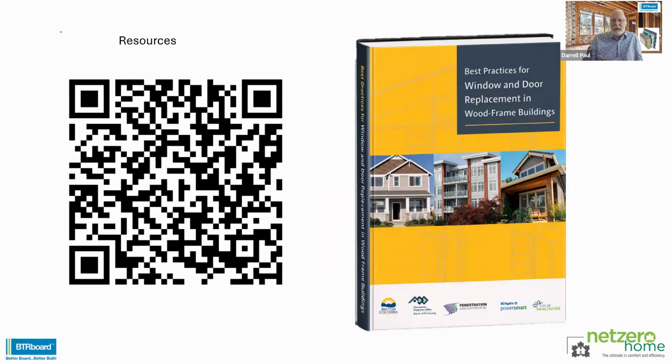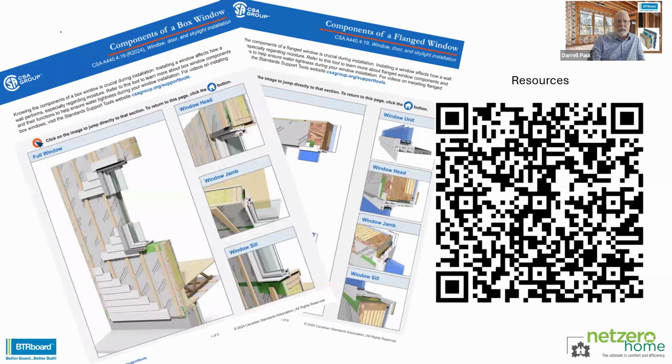Now, here's a resource. I'll give you a minute to take a picture. This is a QR code. This is a fantastic document published by BC Housing. It's called Best Practices for Window and Door Replacement in Wood Frame Buildings. And this book gives you all kinds of information on replacement of windows. And if you don't get it, that's fine. We'll put these up later and we can get you this information as well.